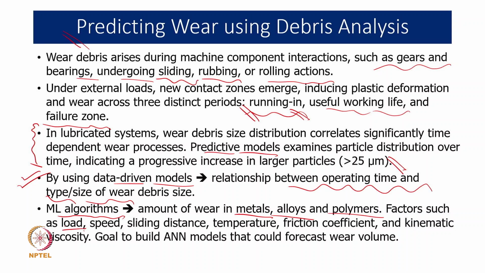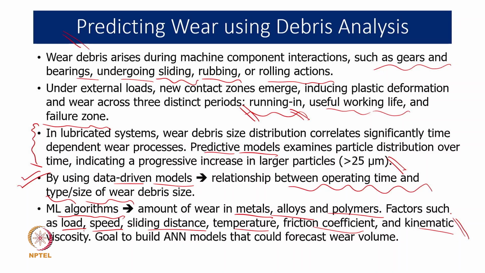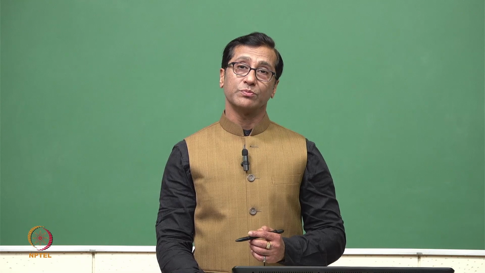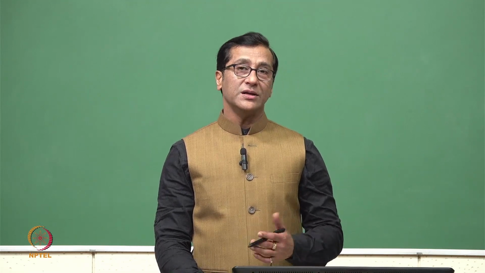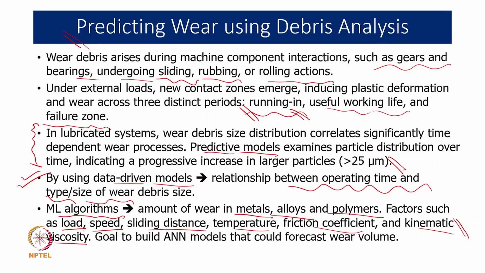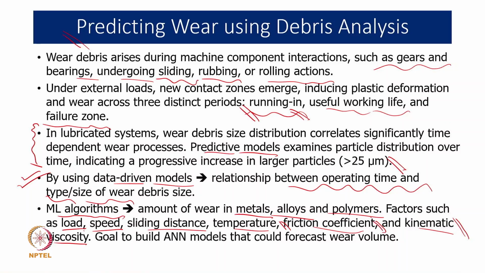However, sometimes we give operating conditions like load, speed, sliding distance, temperature, friction coefficient, and kinematic viscosity. Whatever we have learned earlier, whenever we give kinematic viscosity, it is basically for lubricated wear, or where at least some hydrodynamic or elastohydrodynamic lubrication plays an important role. If that is not there, then kinematic viscosity may not really be required. Coming to the friction coefficient, it is basically for boundary lubrication and mixed lubrication. Otherwise, we may not really require it.